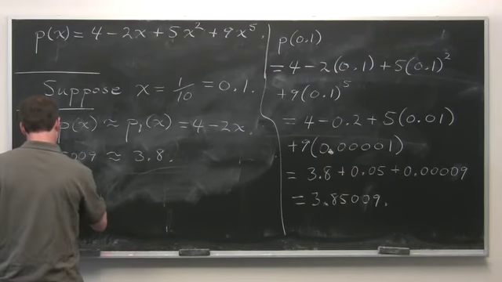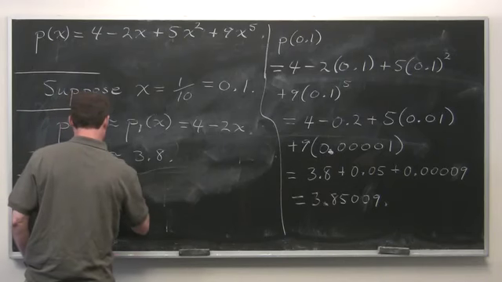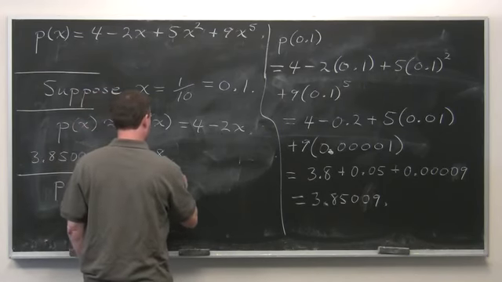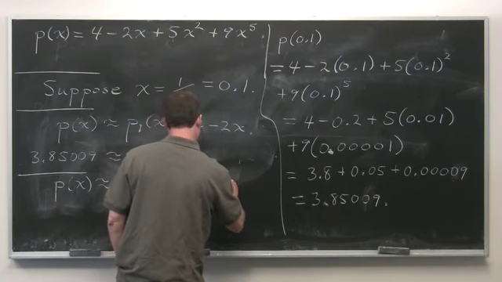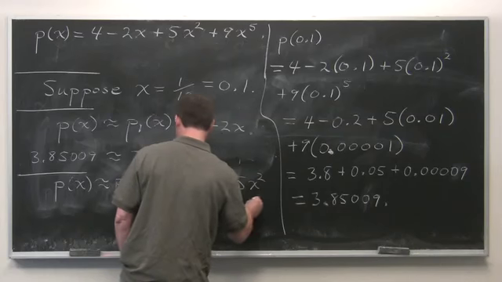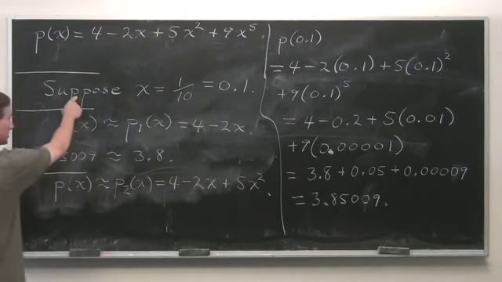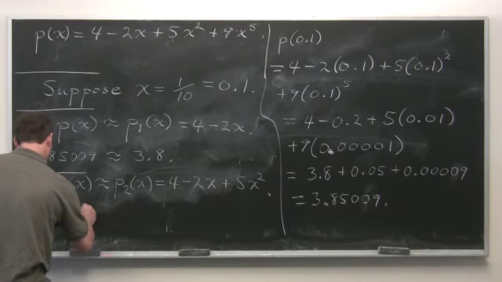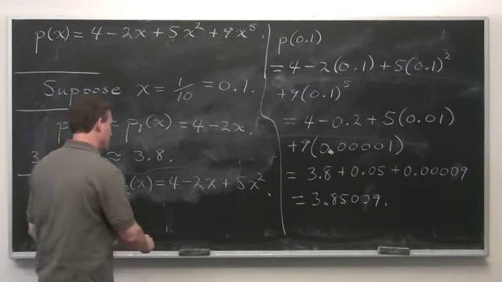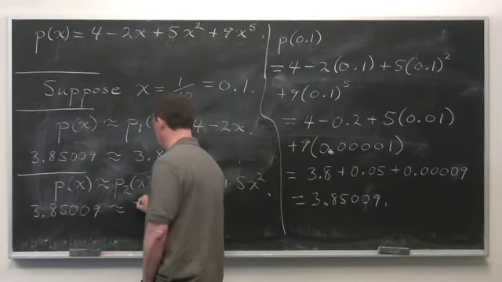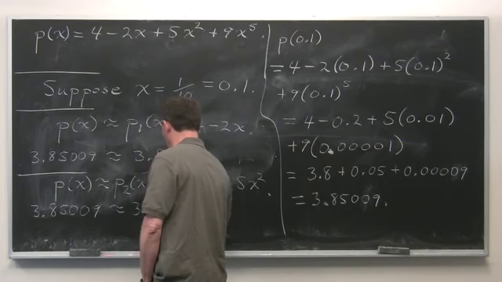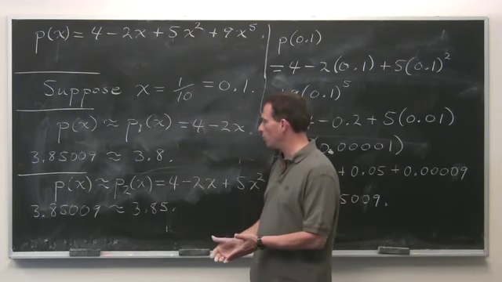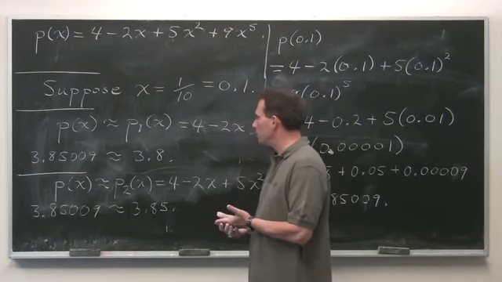What if we use p of x as approximately p sub 2 of x, so the second order partial sum, which is the same as the third and fourth order partial sum. So this is 4 minus 2x plus 5x squared. Well then, this side, when x is 1/10, remains 3.85009. And we're saying that's approximately the 3.85. This side is the 3.85. Well, now we're really close. This is within 0.009. So yes, you get a very good approximation using p sub 2 of x.